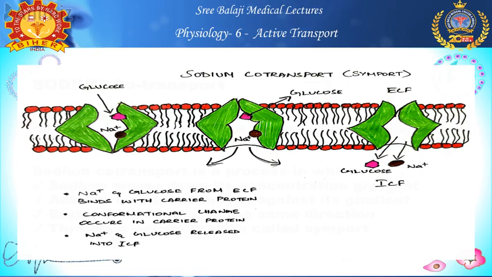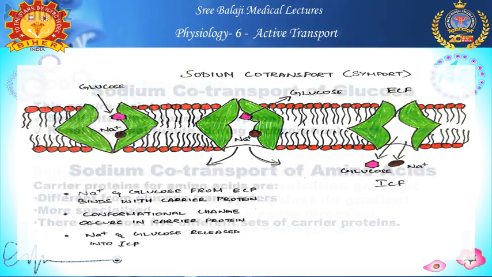The carrier protein involved in sodium co-transport has two receptor sites on the outer surface of the membrane. Among these two sites, one site is for sodium and the other site is for the second substance, like glucose or amino acid. Both must bind for the transporter to function.